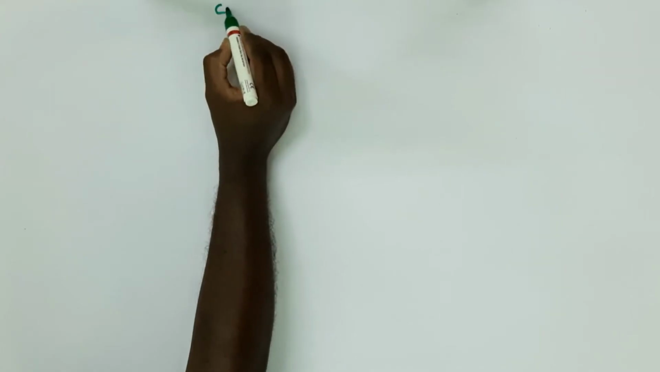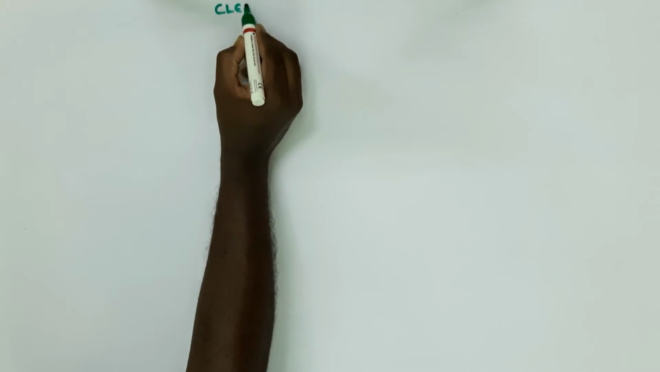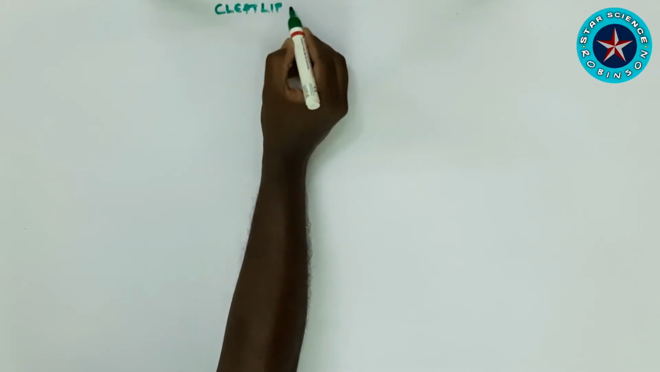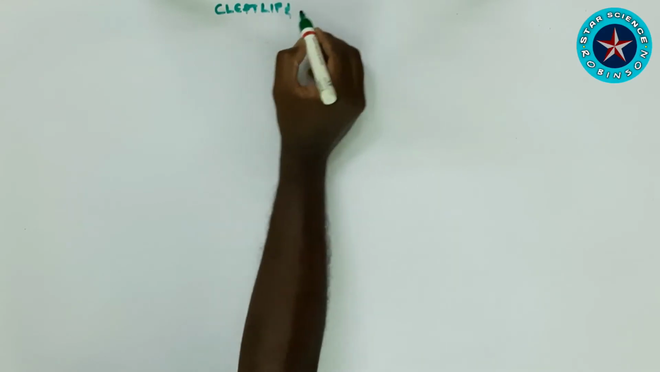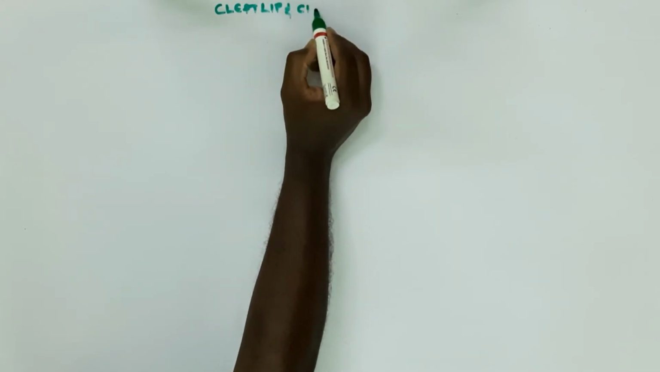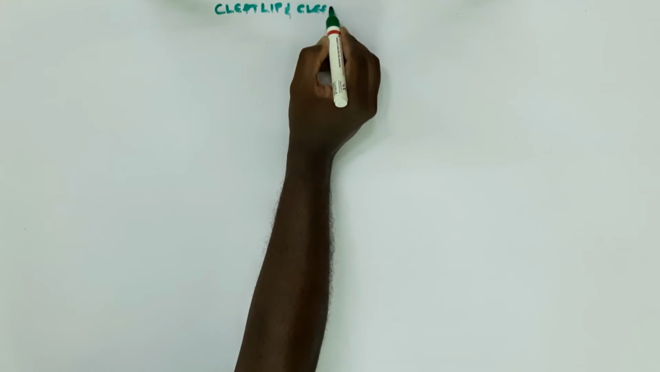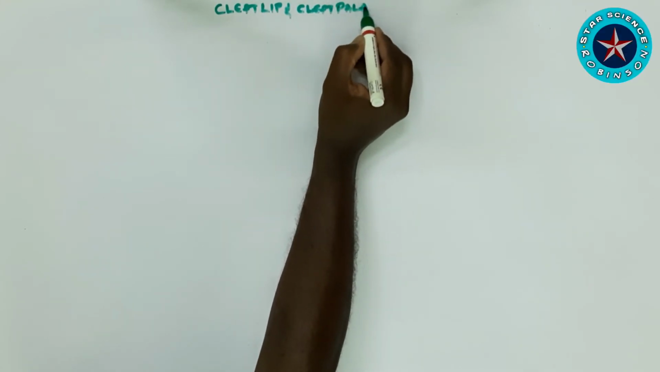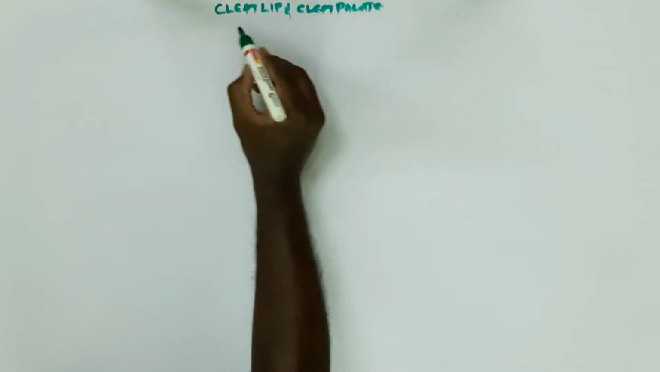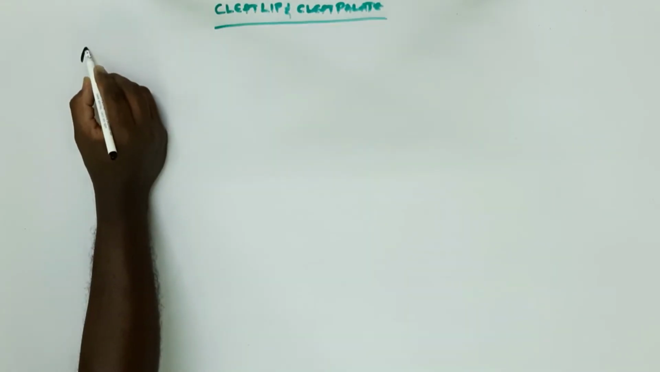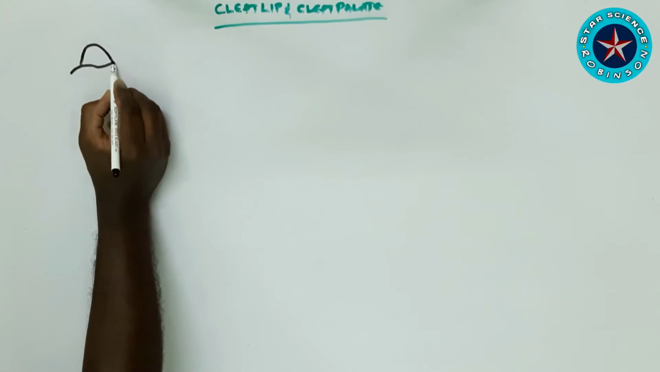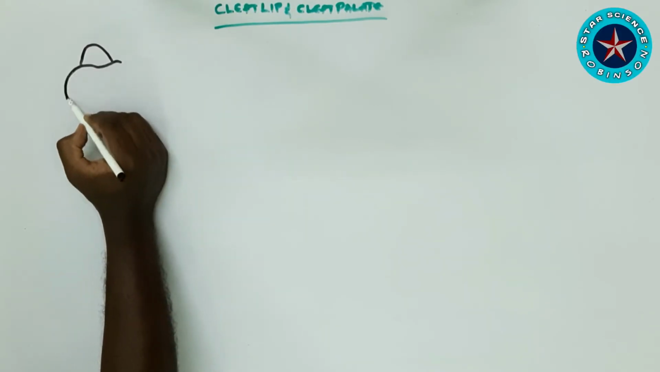Let's get into the topic: cleft lip and cleft palate. So what is cleft lip? The cleft lip is a fissure or opening in the upper lip as a result of a failure of the embryonic structures of the face to unite. What is cleft palate? The cleft palate is a midline fissure of the palate that forms a passageway between the nasopharynx and the nose. We'll see the embryonic development of the cleft lip and cleft palate.